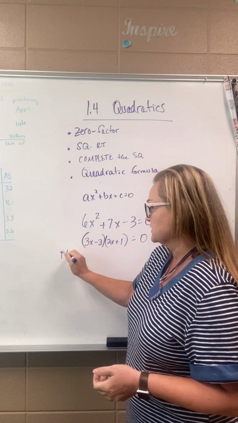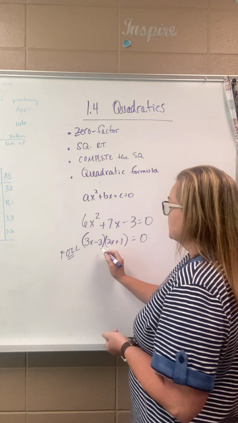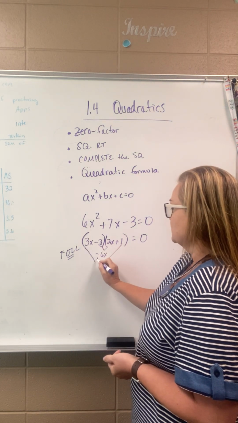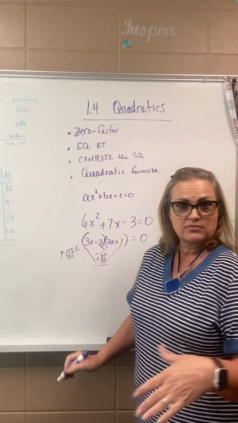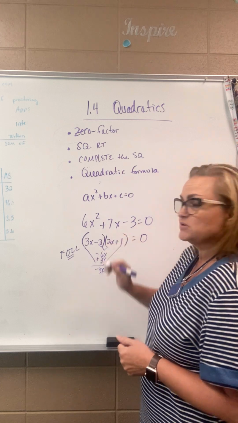Again, we're FOILing. I need to check, do the O and the I part work? Inner is negative 6x, and outer is positive 3x. So no, I didn't get it right this time on the first guess. That's not the right middle term.